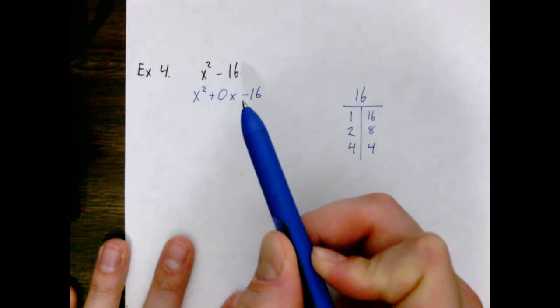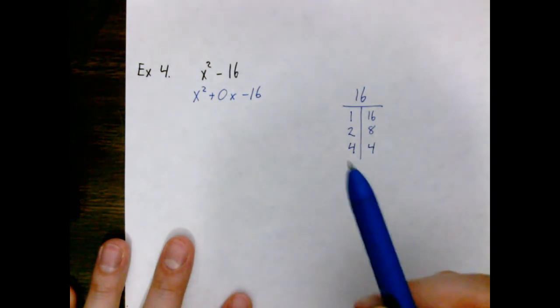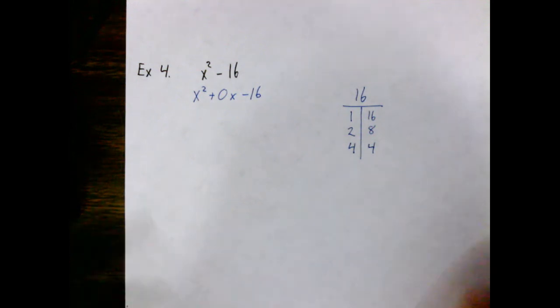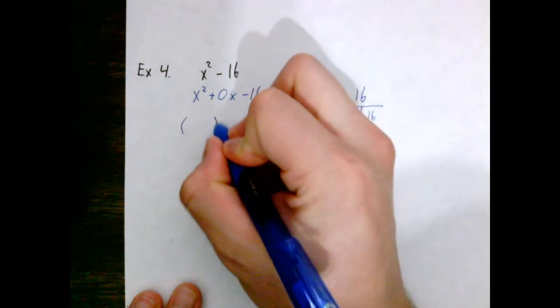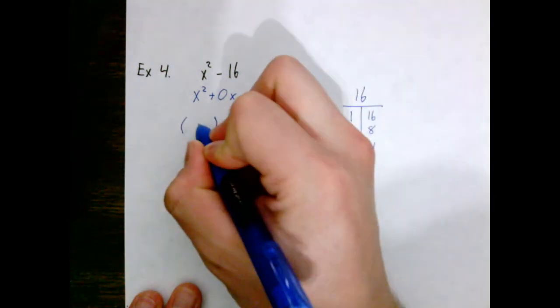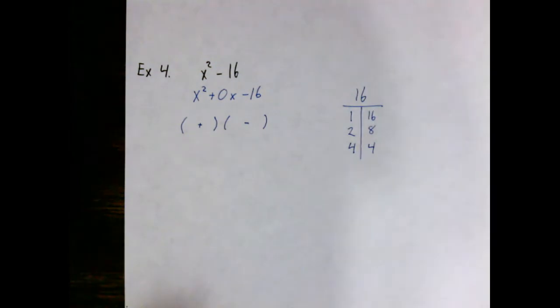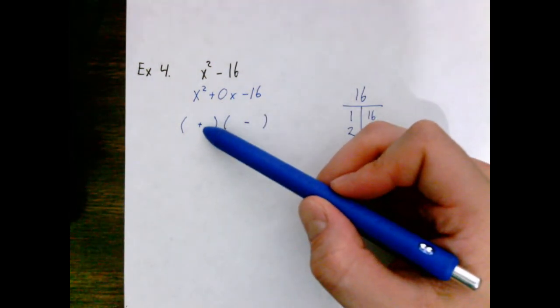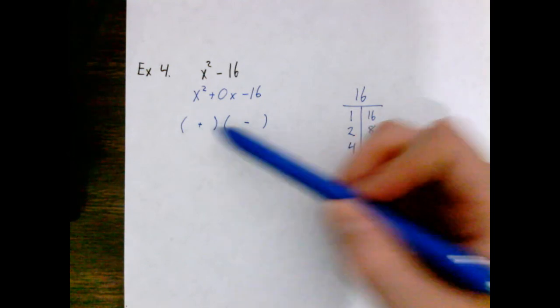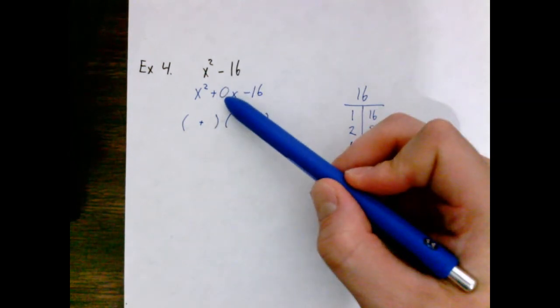If I want a negative, I can't have them both be positive, and I can't have them both be negative, because then when we multiply it's positive. So I have to have one of each. So I'm going to have a plus something and a minus something. Okay, now we need these 2 numbers, the positive one minus the other one, to equal 0.